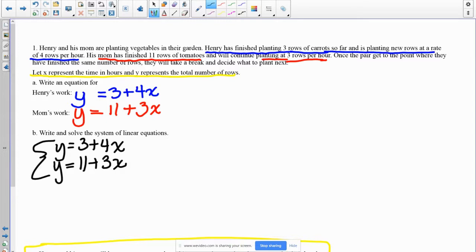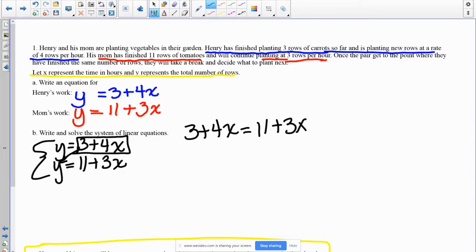If you want to graph it, you can go back into pages 25 and 26 in your packet and graph it on there. Or you can just use the substitution method to solve, which is what I'm going to do. Since I know that y is equal to 3 plus 4x, I'm going to substitute it in for the other y. So I'm going to set the equations equal to each other. I have 3 plus 4x, since that's my new y, and that still equals 11 plus 3x.